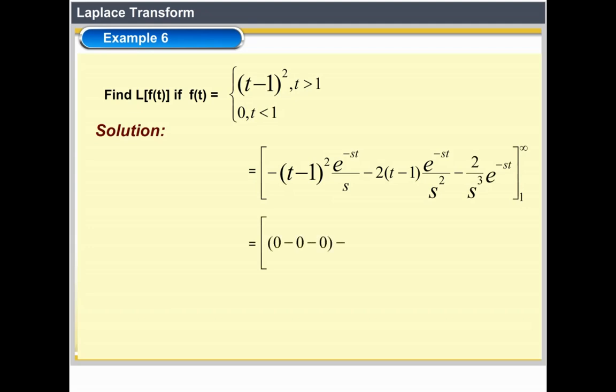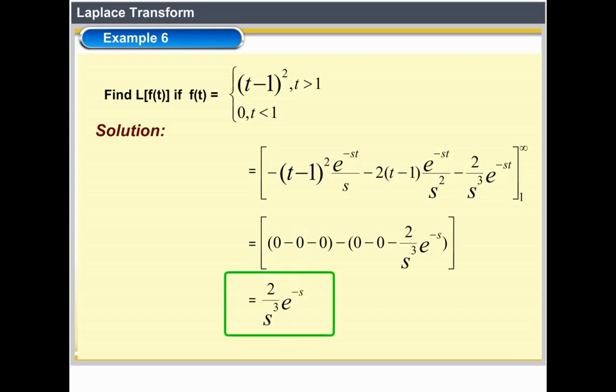We are getting these three zeros using the upper limit because e power minus infinity is 0. In all the three terms we have e power minus st. If we apply infinity there, surely we will get 0. That is called e power minus infinity equal to 0. Then we go to the lower limit. In general we know upper limit minus lower limit. So we put minus, and then into 0 minus 0 minus 2 divided by s cube into e power minus s, equal to 2 divided by s cube into e power minus s.